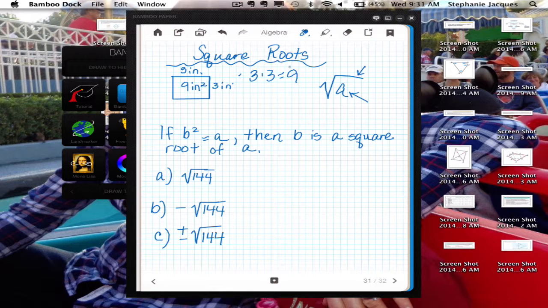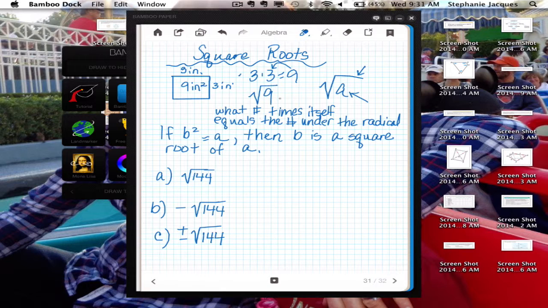But maybe we wanted to go backwards and ask, what number times itself gives me 9? So I want to go back this way. The way you write that is the square root of 9. You're asking yourself, what number times itself equals the number under the radical? And the radical is just the little square root sign.